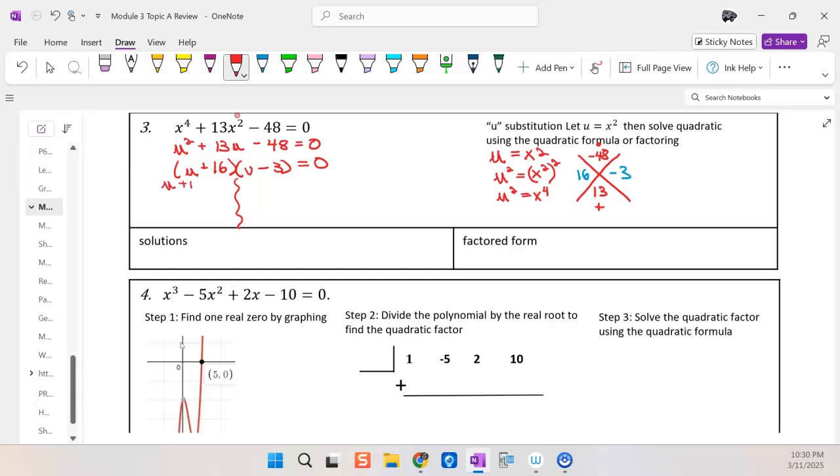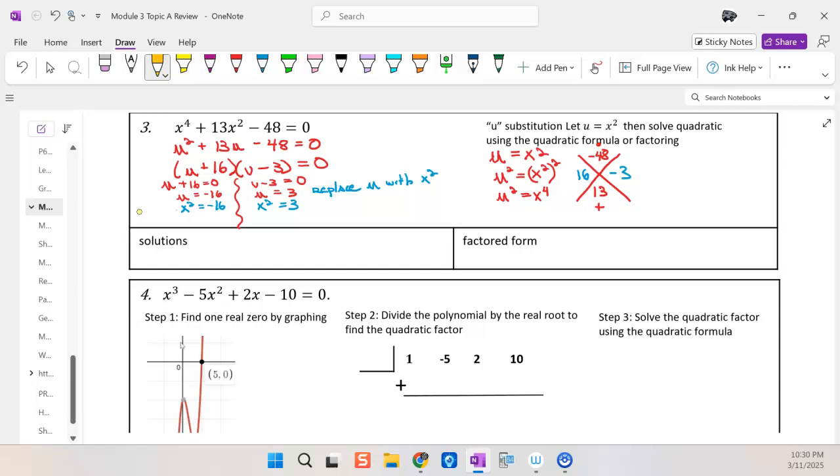So U plus 16 is 0, so U is equal to -16. And then over here, U minus 3 equals 0, so then U is equal to 3. Then at that point, I'm going to replace the U with x squared. So now I get x squared equals -16, and I get x squared is equal to 3.